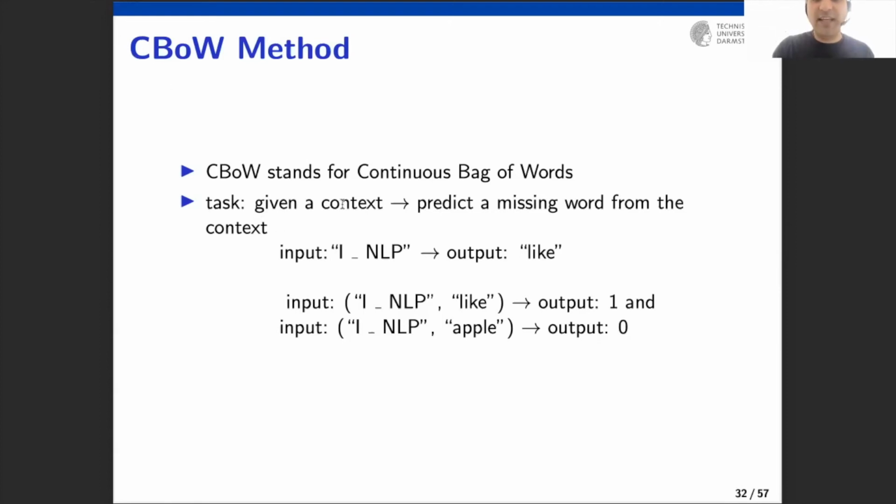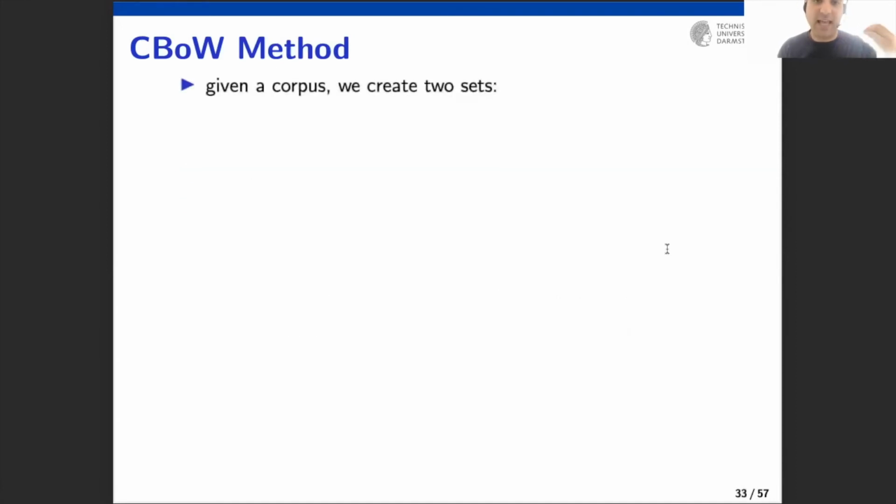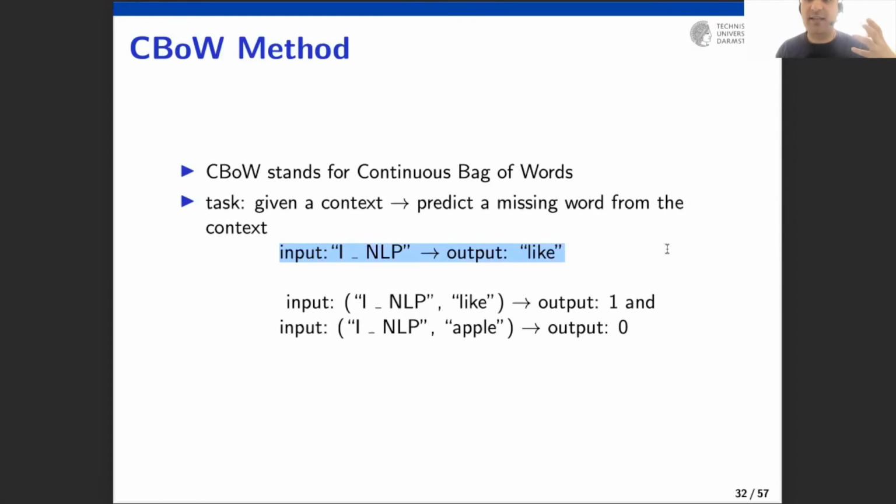Here, given a context, X is the context and Y is the missing word. For a sentence like "I like NLP", we can remove one word, like "like", and make it a machine learning problem. We create two sets of examples, positive examples and negative examples. Then we can easily model the distributional hypothesis with a machine learning or deep learning model.